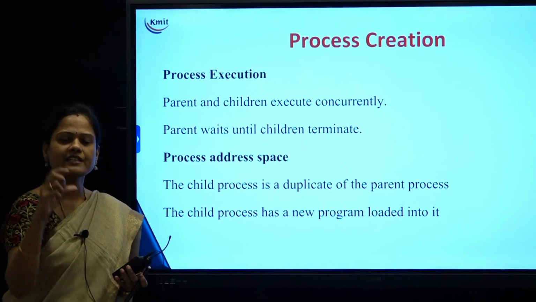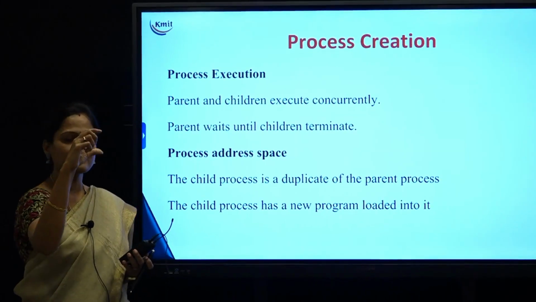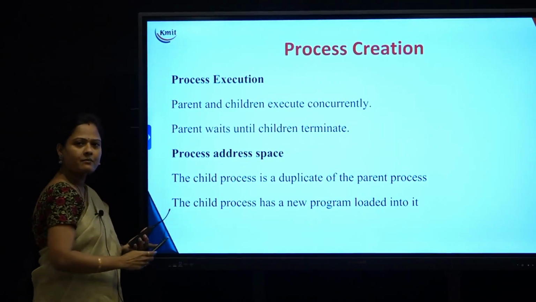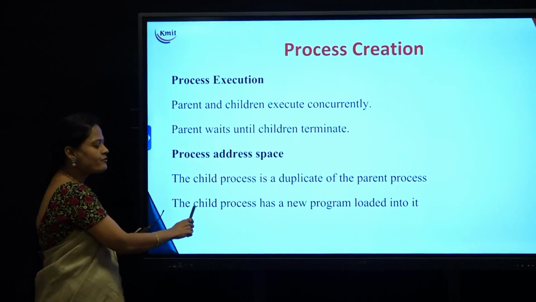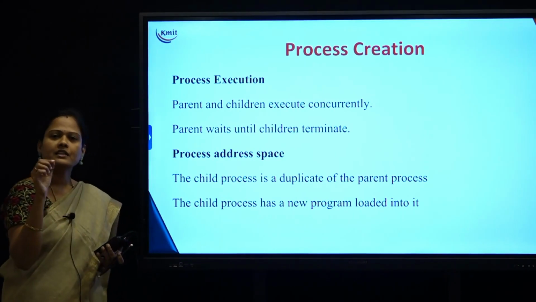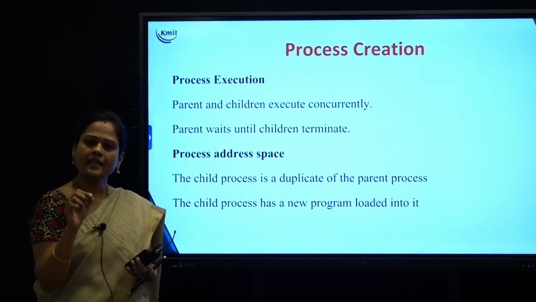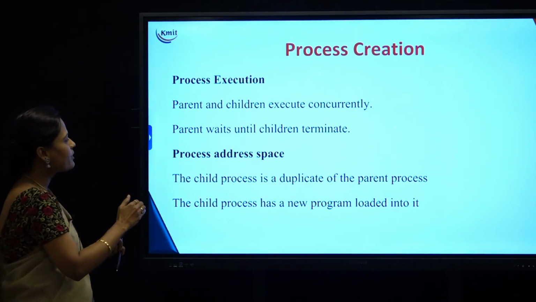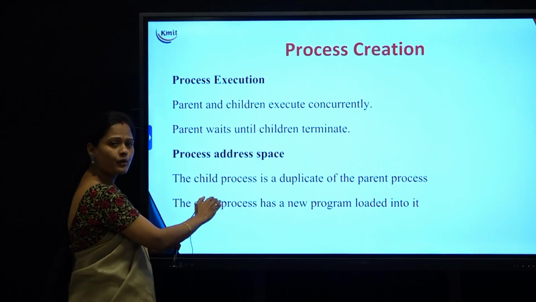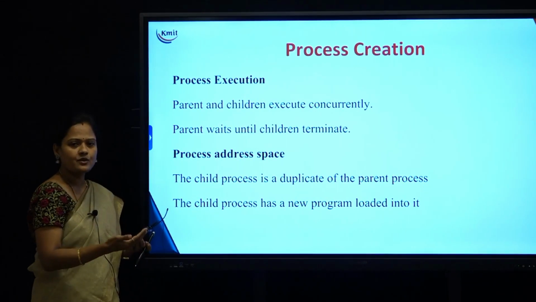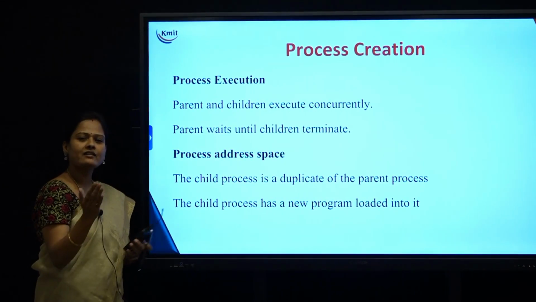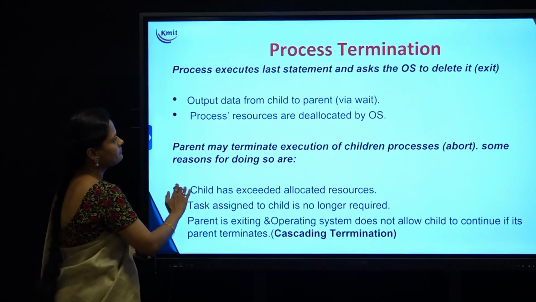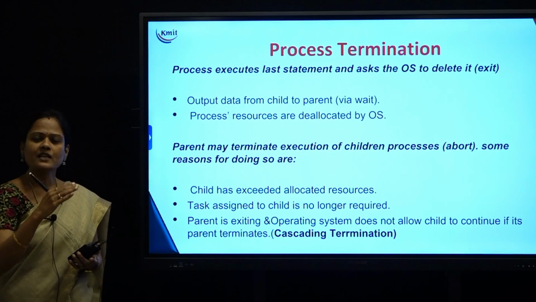Coming to the address space, as we have seen in the process control block, each process when it is being created is assigned a memory. So, in that address space, the parent and the child process both use the same address space, and we have two possibilities here. The child process can execute the same program as that of your parent process, or the child process can have a new program loaded into it so that it starts executing. So, in this case, parent and the child process are executing two different programs.